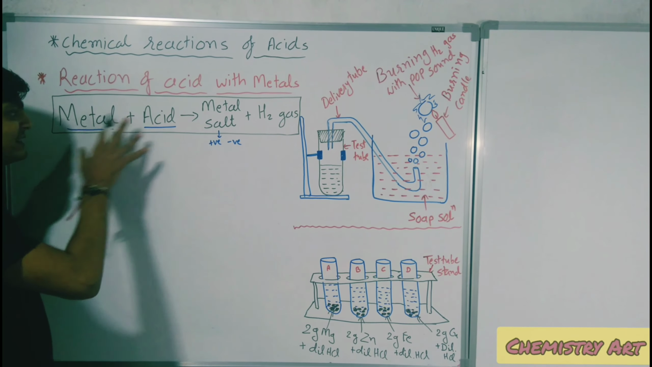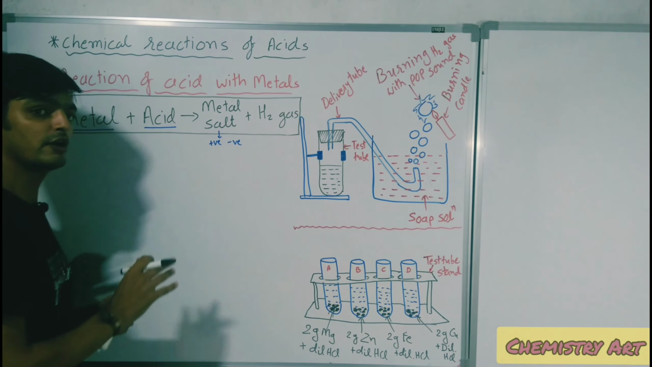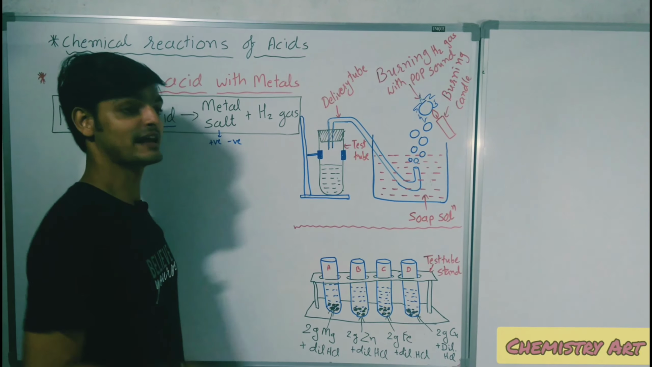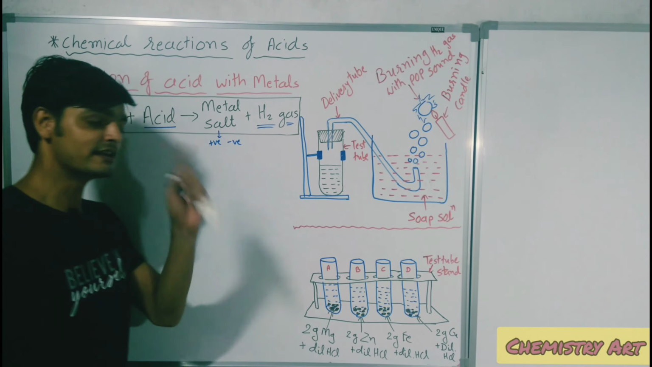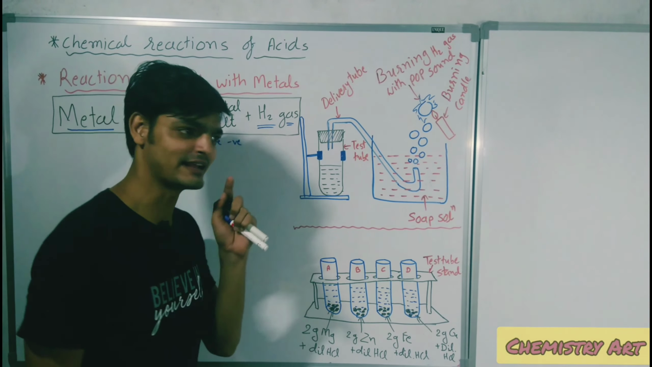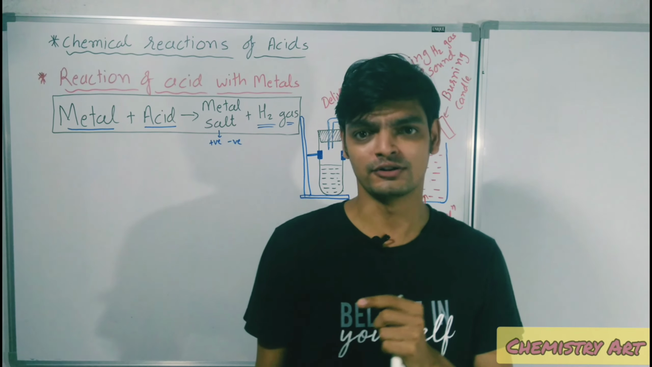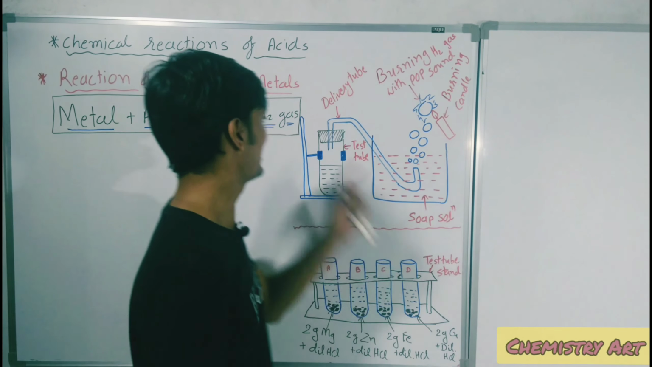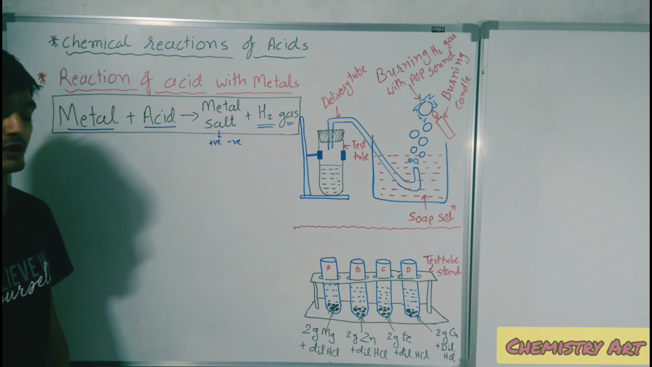Now when acid reacts with metal, it forms the metal salt plus a special gas, which is hydrogen gas. Generally most acids, like hydrochloric acid, sulfuric acid, and other diluted acids also, form hydrogen gas when they react with most metals.